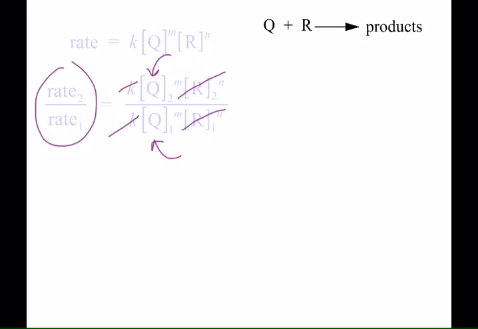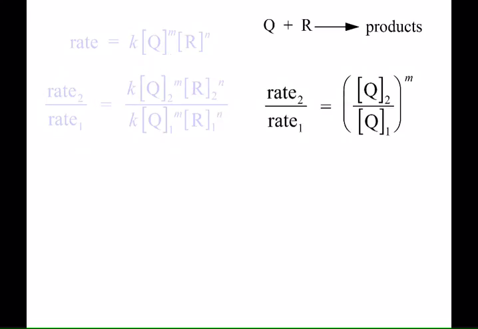So we have just done something that's kind of helpful. We can say the ratio of the rate of the second experiment divided by the rate of the first experiment is equal to, and this is legit, the molar concentration of Q2 raised to m divided by the molar concentration of Q1 raised to m. I can take the ratio of Q2 to Q1 and take that power outside. So far, so good?